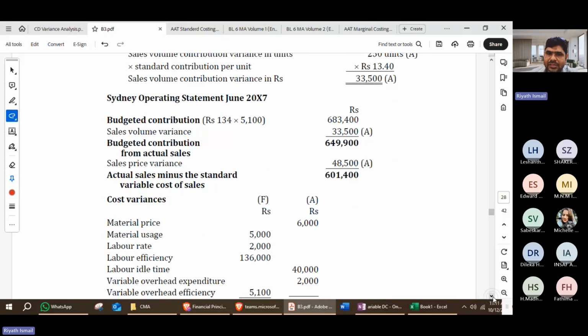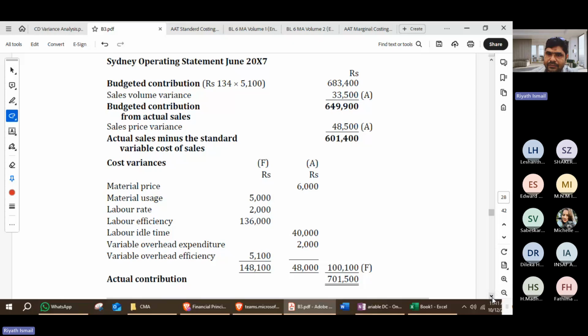Right. Now this is the statement. Start from budget contribution, end up with actual contribution. Actual contribution. How do they arrive from the budget contribution to actual contribution?